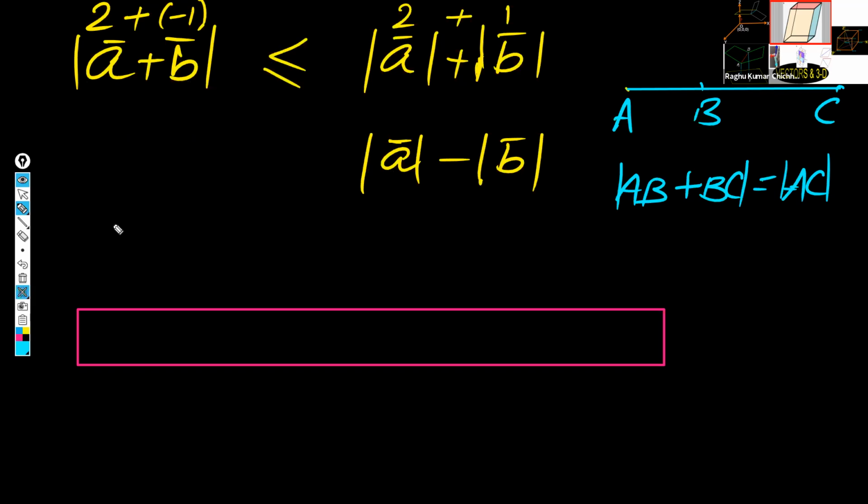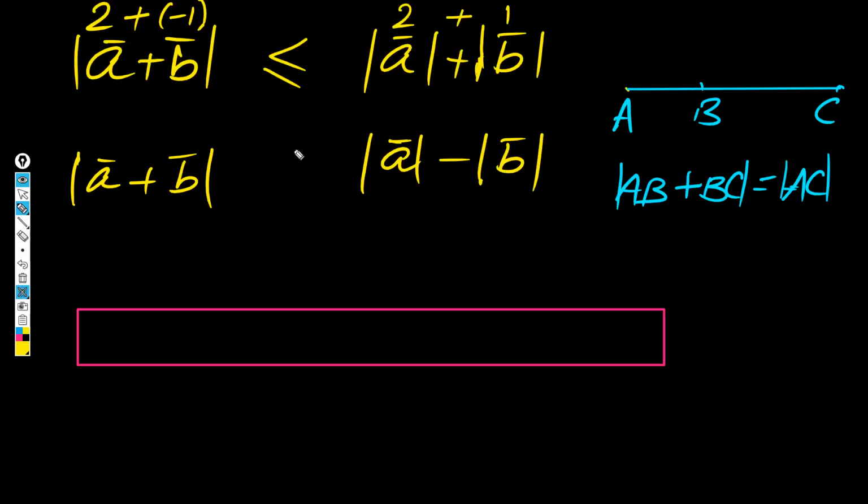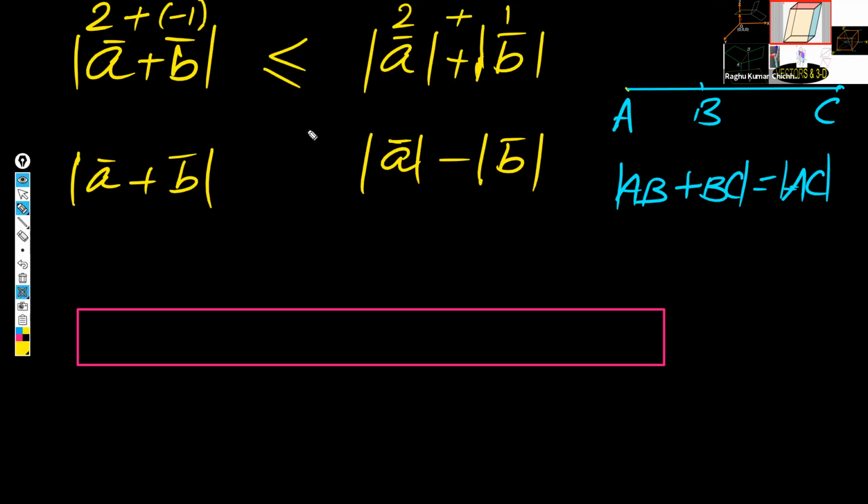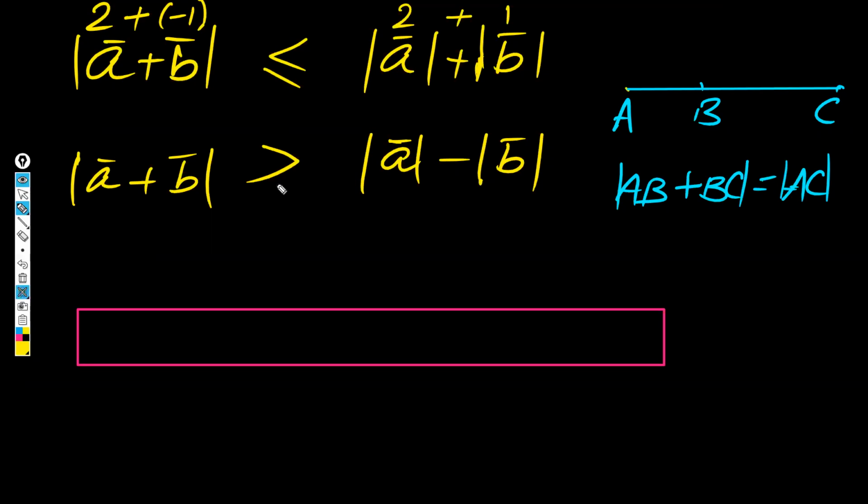Now, it is understood. If you want to split it as modulus of A bar minus modulus of B bar, then tell me, please, what should be written here? I'm writing this again: modulus of A bar plus B bar. Take any two values for A bar and B bar and tell me the inequality, whether it is less than or equal to or greater than or equal to. Yes, please respond. Greater than or equal to, sir. Correct. Greater than or equal.